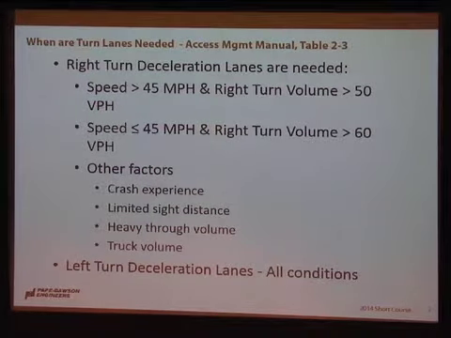There are actually other factors listed. Of course, crash experience, limited sight distance, heavy through volumes, because anybody turning right from a roadway is going to be impeding the traffic behind them, and heavy truck volumes. If you've got any of those items, you could go the extra mile and install a turn lane just to solve a potential operational problem. For left turn lanes, the Access Management Manual says basically all conditions. And that makes a lot of sense. A left turning car that has to filter through gaps in the opposing flow is going to have a much bigger impact on traffic behind it.